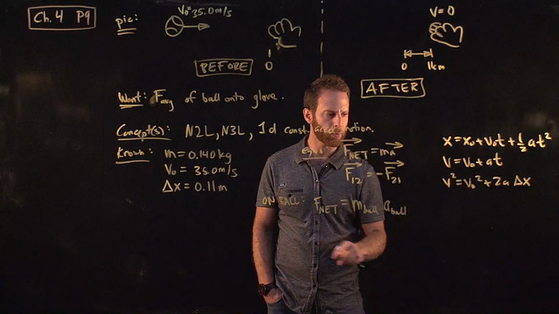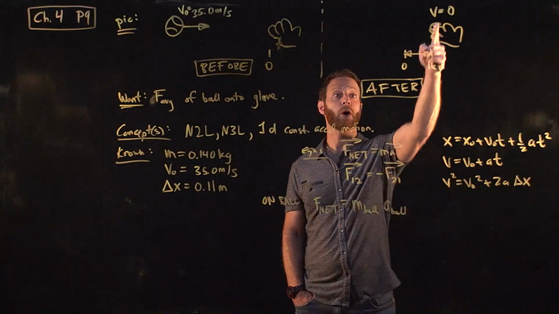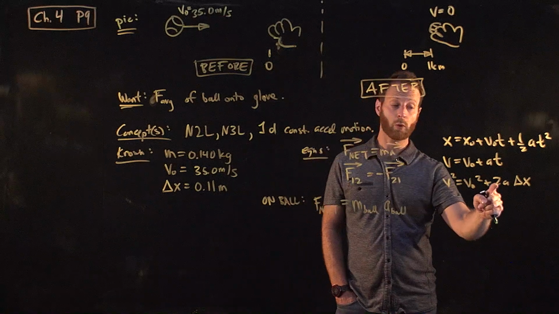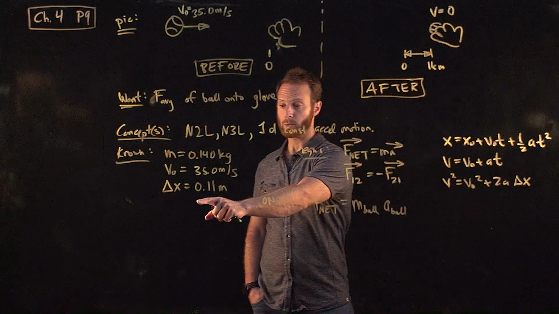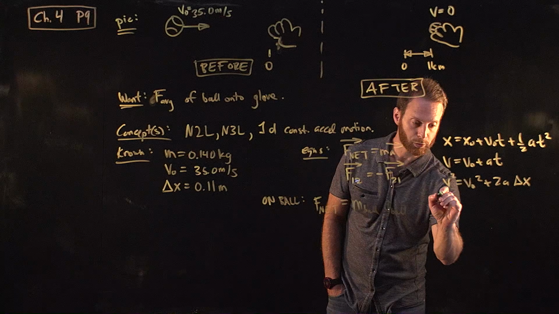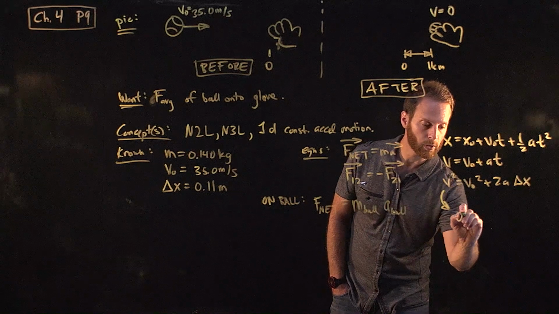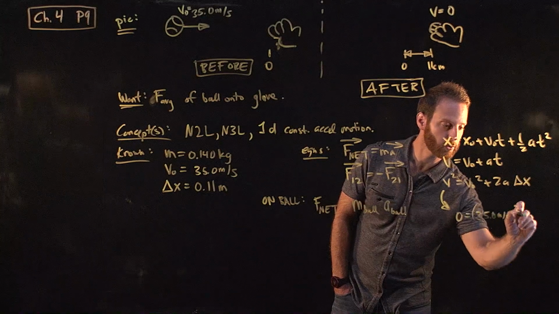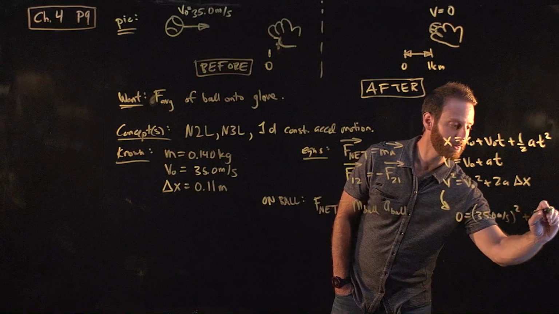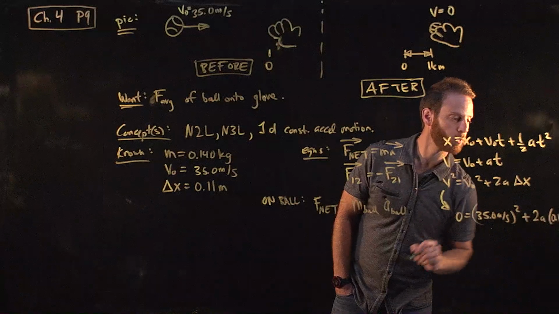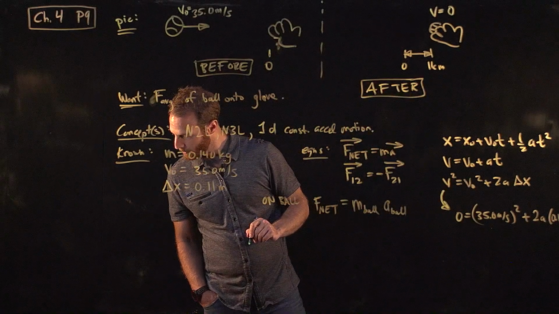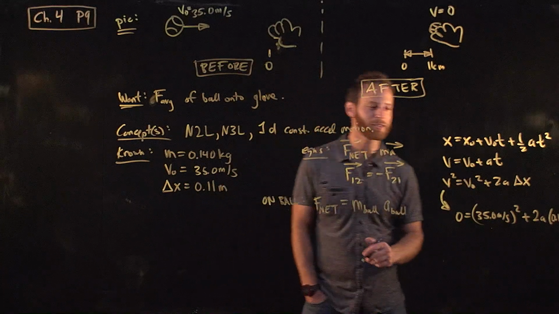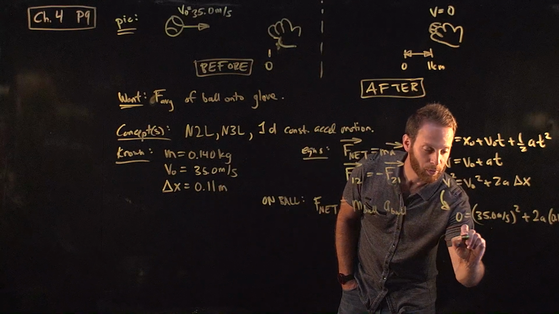To get the acceleration of the ball, the final velocity, that's known, that's going to be 0. The initial velocity was given, that's 35. The acceleration is what we want. The displacement is given to us as well, 0.11. So let's just go ahead and use this really quick. 0 is 35 meters per second squared plus 2a and the displacement of 0.11 meters. When you solve for the acceleration, it's a whopping 5,568 or so, give or take, with a minus sign.